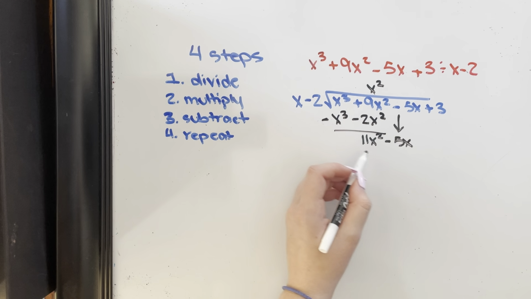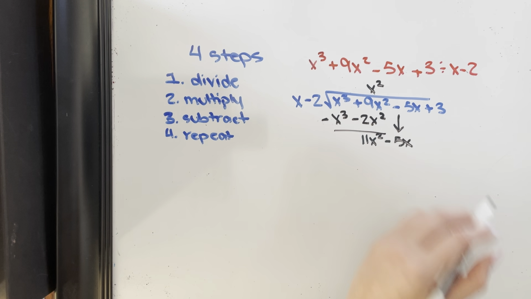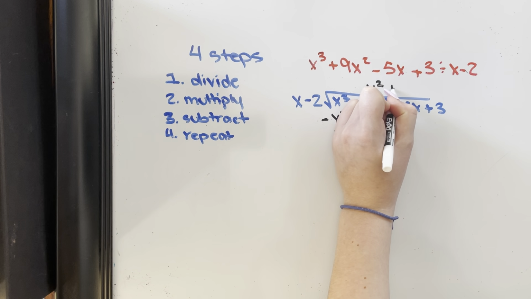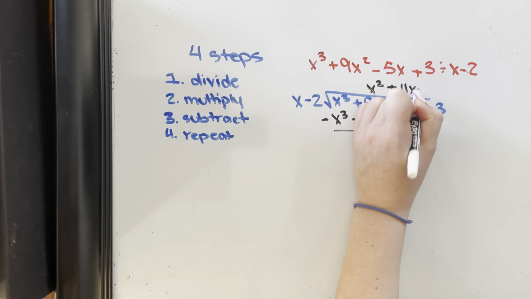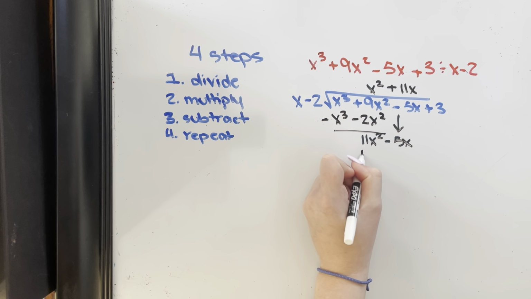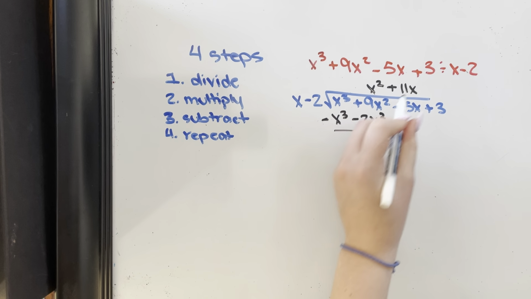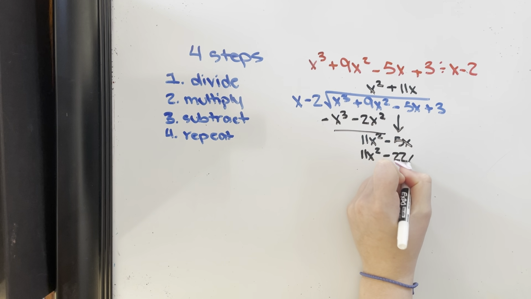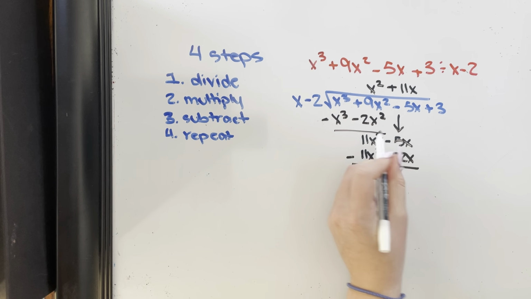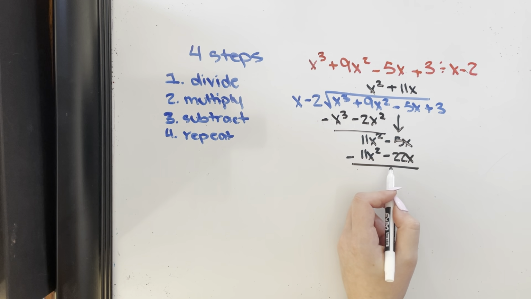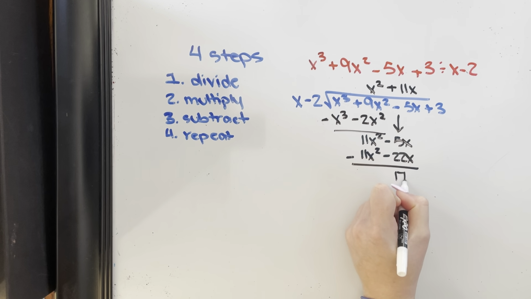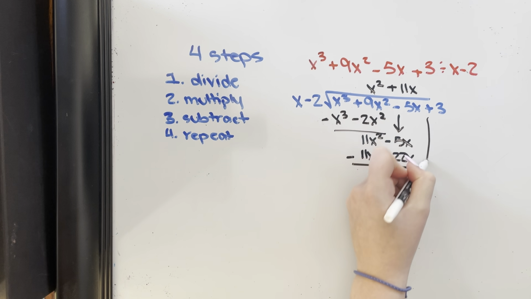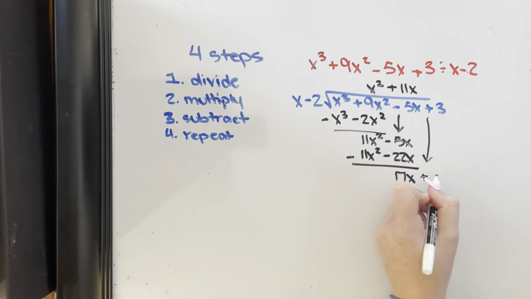So how many times can x go into 11x squared? So with division, you get positive 11x. Now you multiply. So 11x times negative 2 gives you negative 22x. Then subtraction, that's 0. Negative 5x minus negative 22x gives us 17x. And then you're going to bring down the last term.